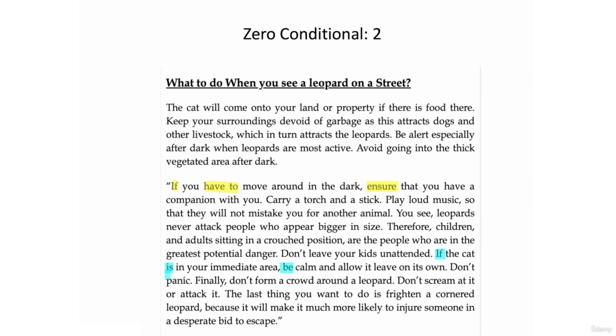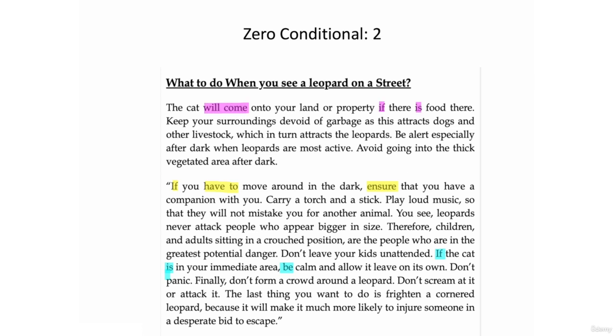If the cat is in your immediate area, is the subordinate clause. Be calm and allow it to leave on its own. This is the main clause with the imperative form of the verb be.